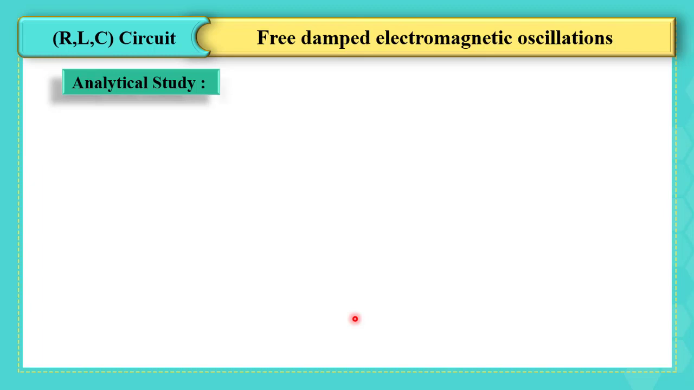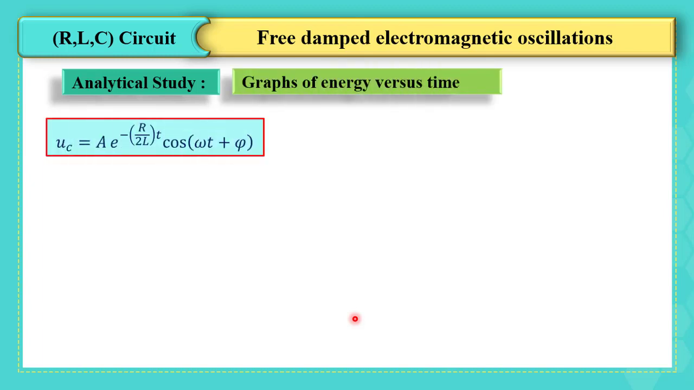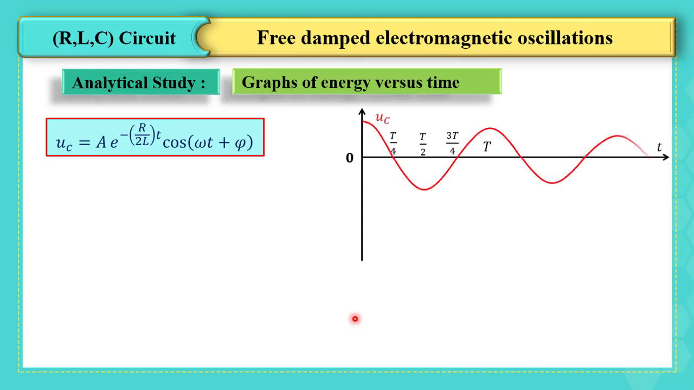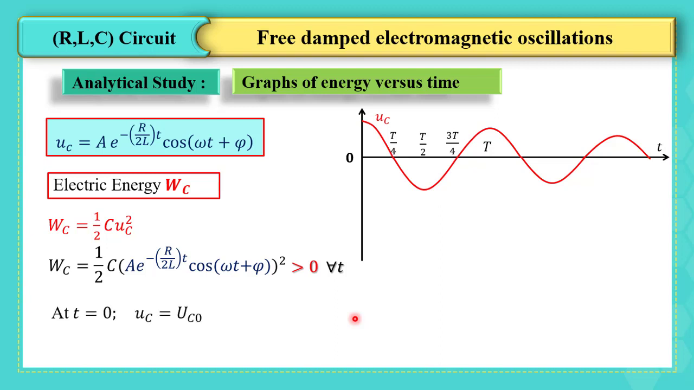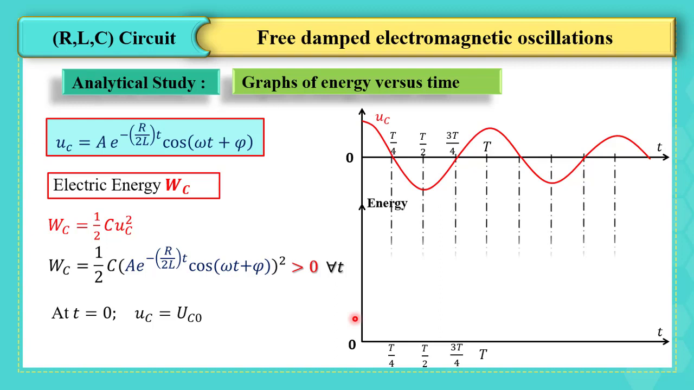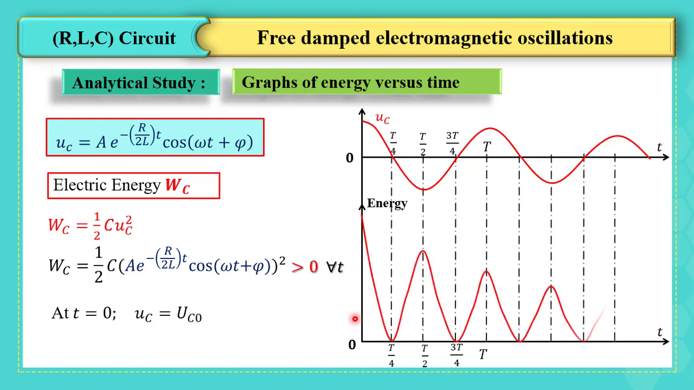Finally, we are going to study the graphs of energy. Having the expression of UC, the electrical energy is written as half C times UC squared. This shows us that it is positive for any time. And at t equals 0, UC was maximum. Then the graph is shown as such, where the amplitude is decreasing and the period of this energy is half the period of the oscillation UC.